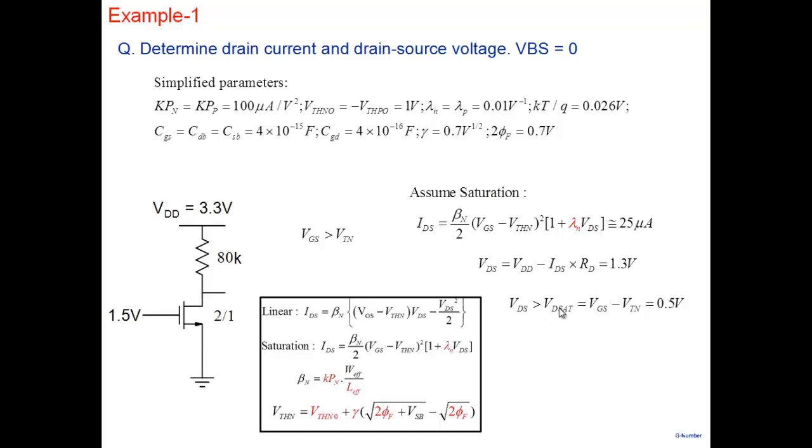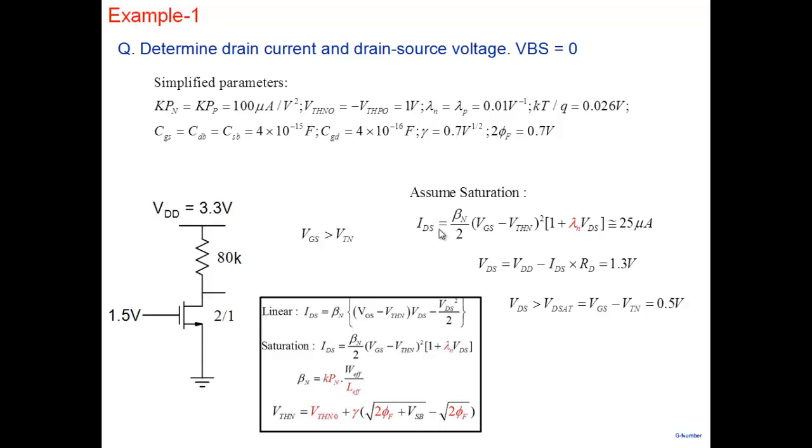When does saturation begin in a MOSFET? The edge of saturation is VD sat, which is VGS minus VTN. So this information is given. So that's 0.5, and 1.3 is greater than 0.5. So the transistor is in saturation region. My assumption is correct and my current values and voltages are all fine. So in this case, it turns out the assumption was correct and everything turned out to be fine.